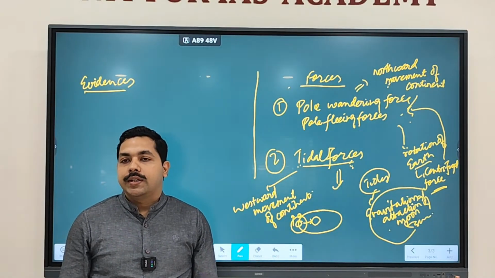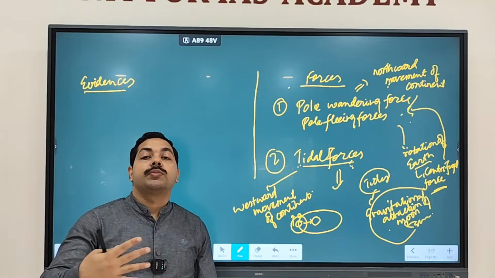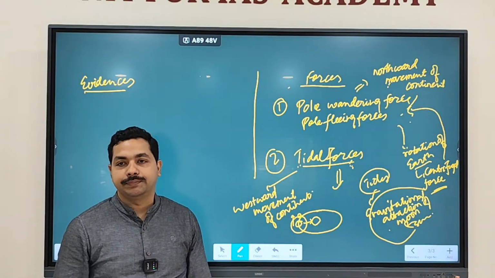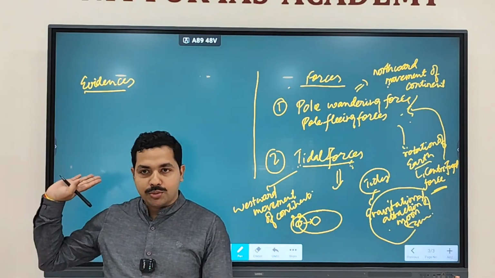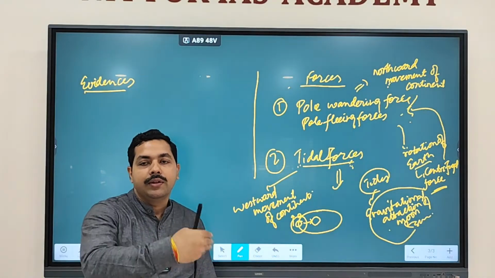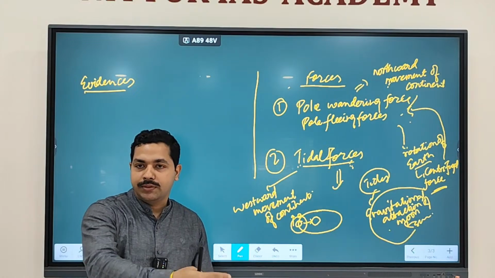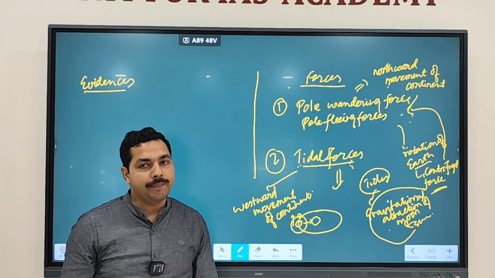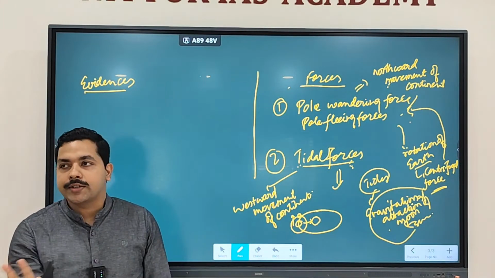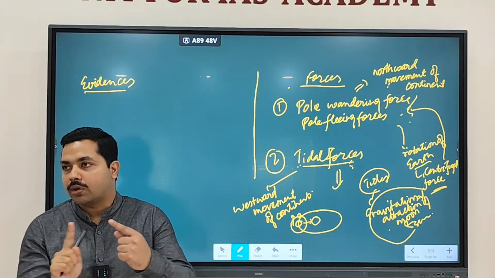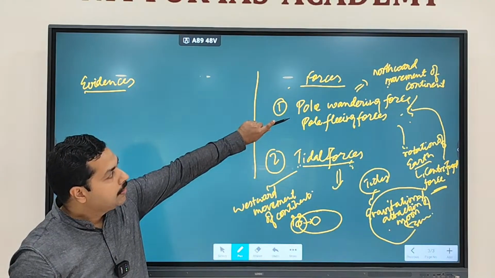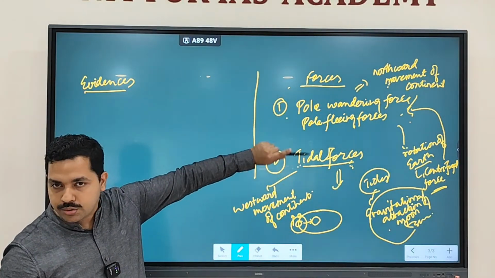Why? Because of tide there is a westward movement. This is what was proposed by Wegener. Now this is not true. We are coming to the criticism, and because of criticism, new theories are going to come. Clear? So I'm just telling you what Wegener is proposing. Wegener says the breaking of continents is happening due to these two forces.